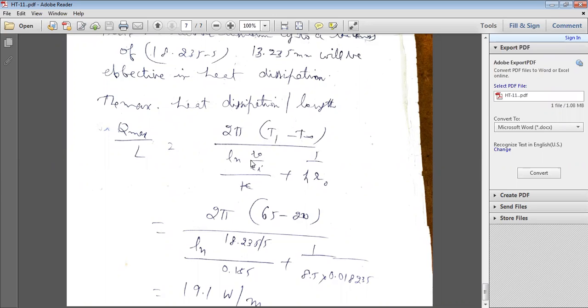Ro is the critical radius divided by Ri, the radius of the cable or inner radius of the insulation, divided by K, the thermal conductivity of the insulating material, plus 1 by H. H is the convective heat transfer coefficient, the outside air convective heat transfer coefficient. Ro, as already explained, is the critical radius of insulation, the outer radius.